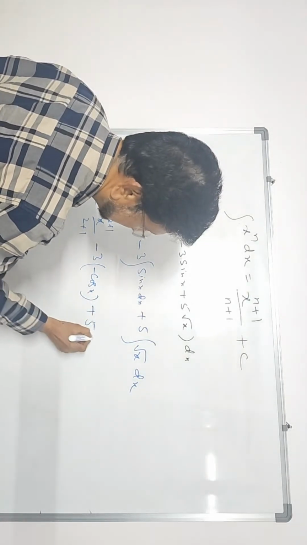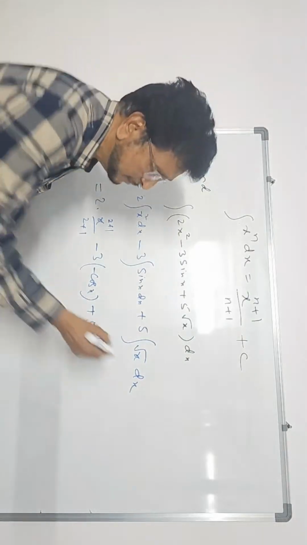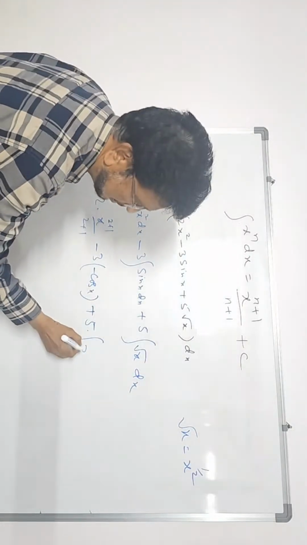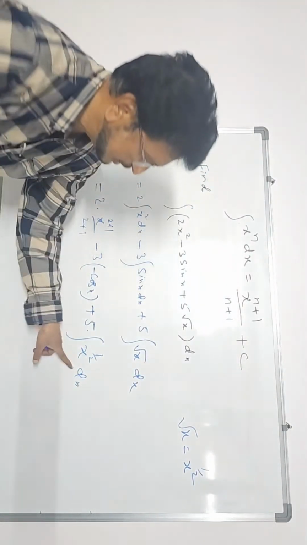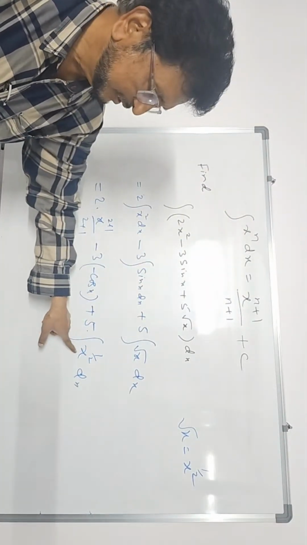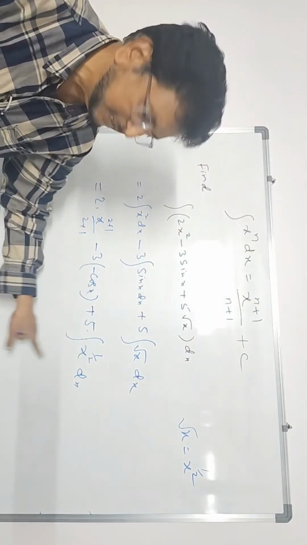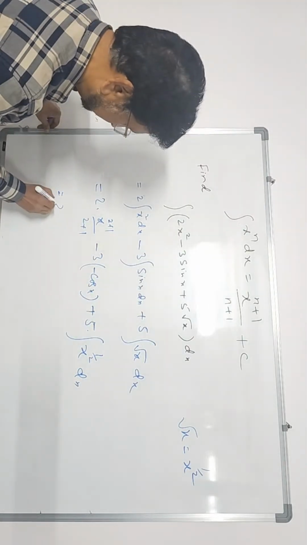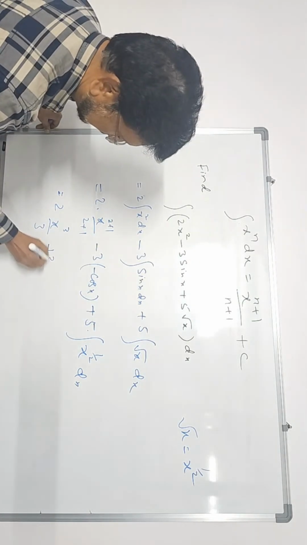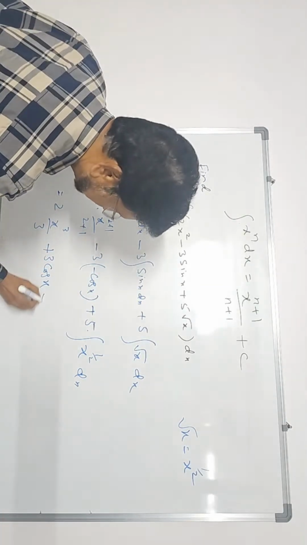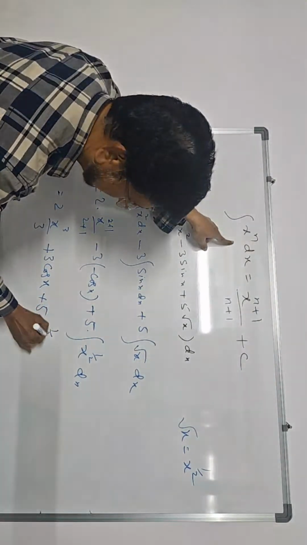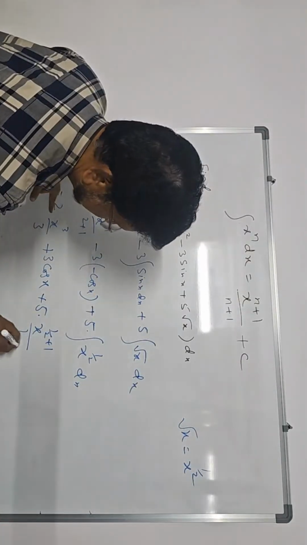Plus, this formula we don't know. Root x means x power 1 by 2 is called root x. So write that only: x power 1 by 2 dx. Now again this has come into the x power n formula, where n is 1 by 2. Therefore, this answer will be x power 1 by 2 plus 1 by 1 by 2 plus 1. Final answer here: 2 into x power 3 by 3, minus into minus plus 3 cos x, plus 5 into the integration according to this formula, x power half plus 1 by half plus 1, plus c.